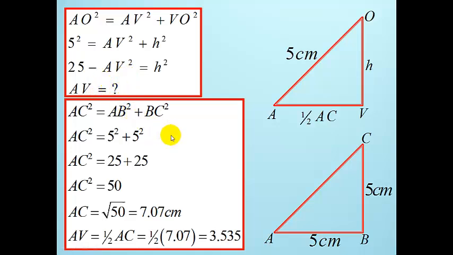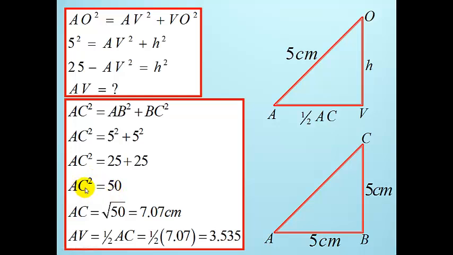Now we consider the triangle ABC. And why are we considering this triangle? Because we want the distance from A to C, so that after getting the distance, we divide it by 2 and that will give us the distance from A to V. So from the Pythagoras theorem, AC square is equal to AB square plus BC square. AB is 5 centimeters and BC is also 5 centimeters. So we have 5 square plus 5 square, and so AC square is equal to 25 plus 25. And 25 plus 25 is equal to 50. So AC square is equal to 50.